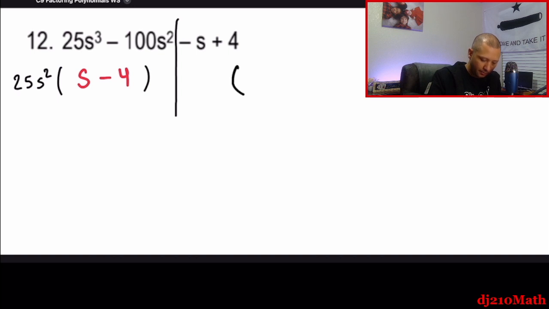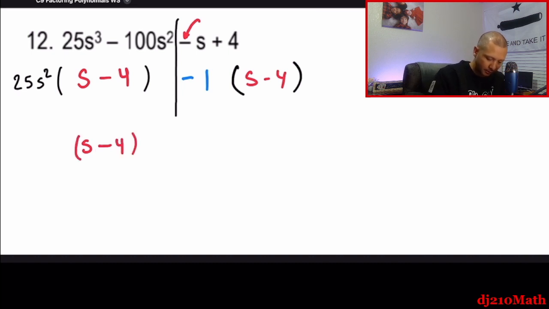All right, right-hand side. S minus 4. Okay, because this is negative, definitely going to take out a negative 1. Right, because with s and 4, there's nothing that can come out. Okay, s minus 4. And then the leftover pieces: 25s squared minus 1.